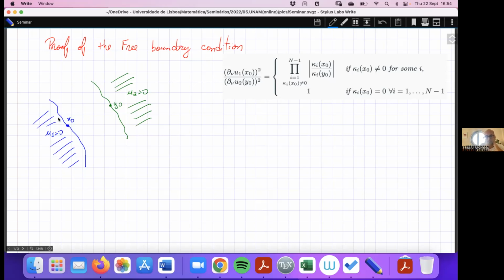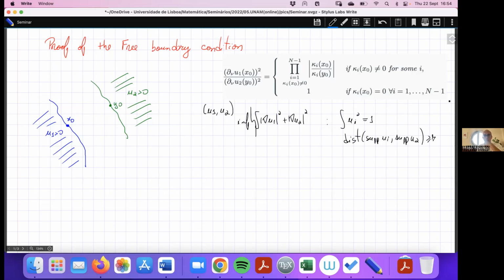So the situation is as follows. Let's just take the case of 2 densities. We have 2 densities that minimize a certain problem, okay? Minimize the sum of u1 squared plus u2 squared. So we have the infimum with L2 norms equal to 1, and the distance between the supports is greater than or equal to R. And yeah, I think that's it.